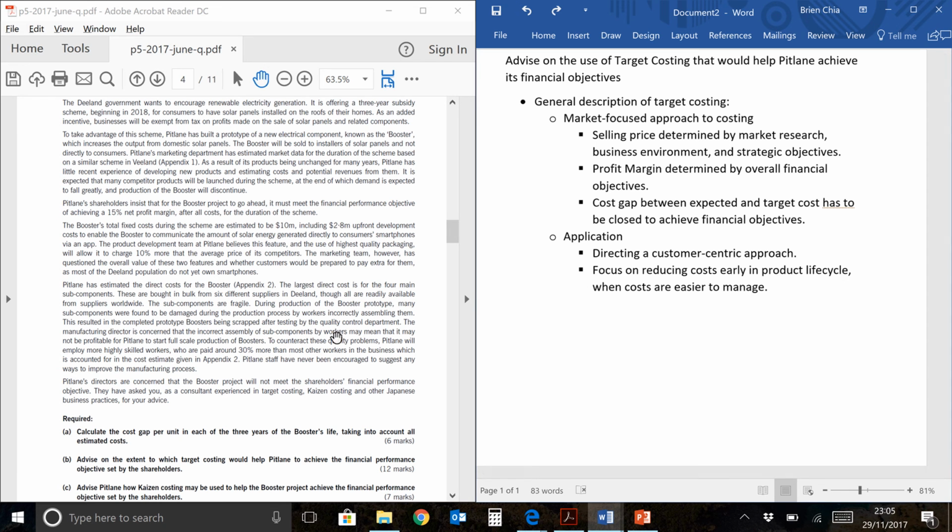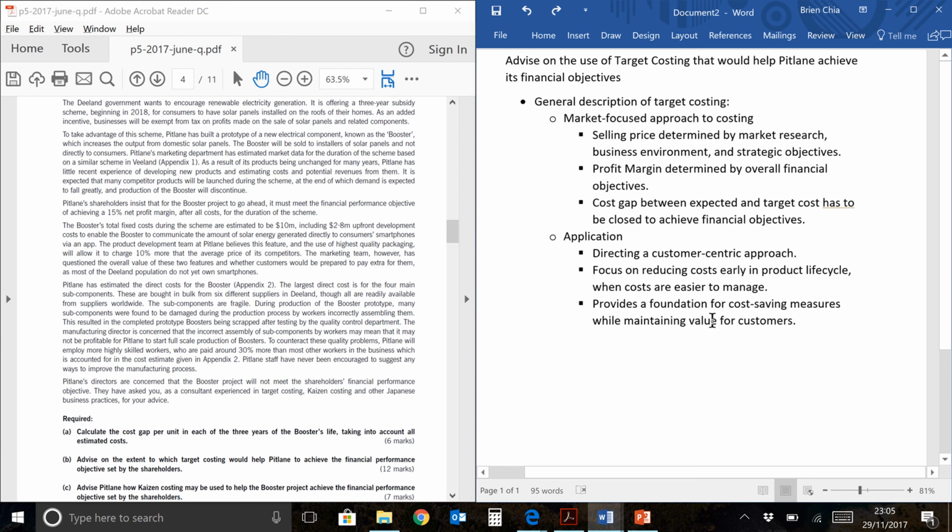So, like for example here, there are quality problems which we expect. They're going to be paid 30% more. There might be other approaches which allow us to reduce costs as far as that is concerned, because production has not yet started. Also, it provides a good foundation to embark on cost-saving measures while maintaining value for customers. Like, for example, you can do value engineering and things like that. Things that you might have heard before from your paper F5.